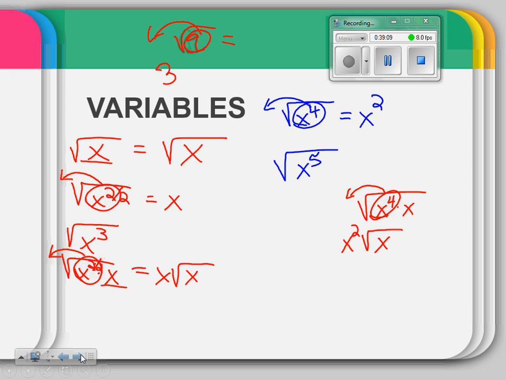Have you decided yet which ones are perfect? Which ones are perfect? The even ones. Which ones do you need to break down using the one less rule? The odd ones. Okay, so let's do a couple more.